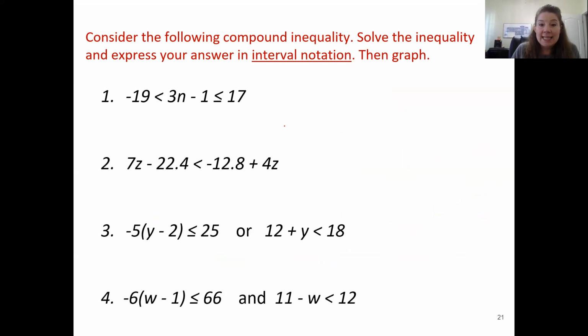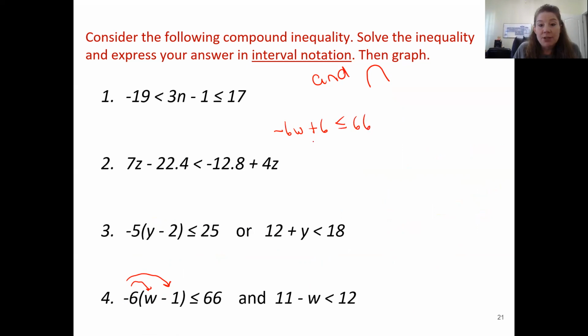Now the last one's and. Now and means intersection, which means they have to have them in common, right? So first thing we're going to do is use the distributive property. So let me bring this up here. Negative 6 times w is negative 6w. Negative 6 times negative 1 is positive 6.